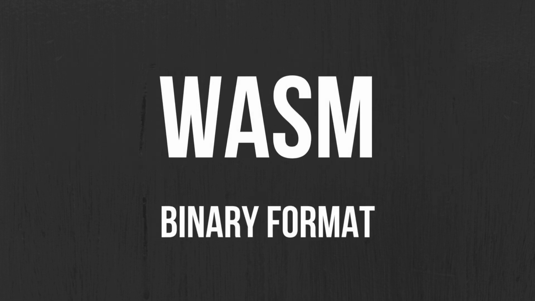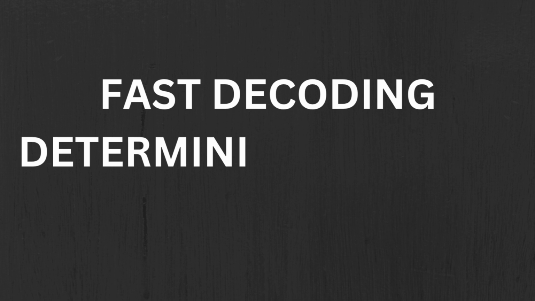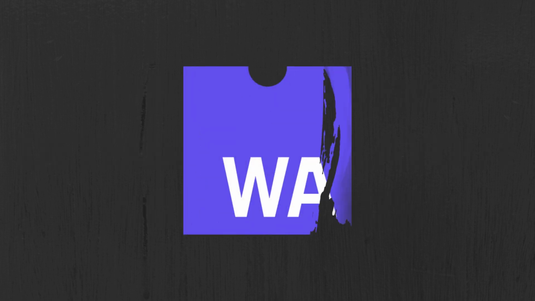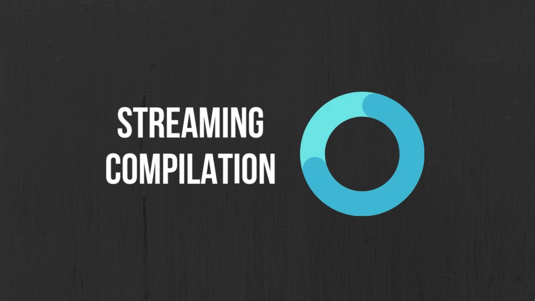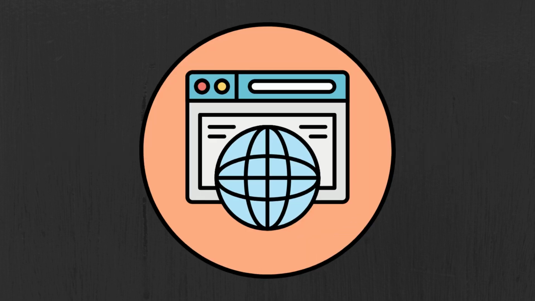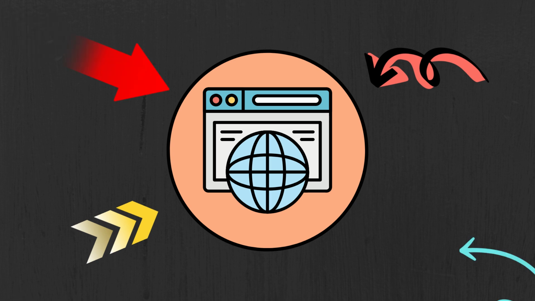On the other hand, the Wasm binary format is the canonical executable encoding. It is designed for fast decoding, deterministic layout, and compact size. A fixed opcode represents each instruction and data type. Because of this structure, decoding speed can reach hundreds of megabytes per second, making it suitable for streaming compilation. Binary modules are platform and endian independent, ensuring deterministic behavior across browsers and architectures.